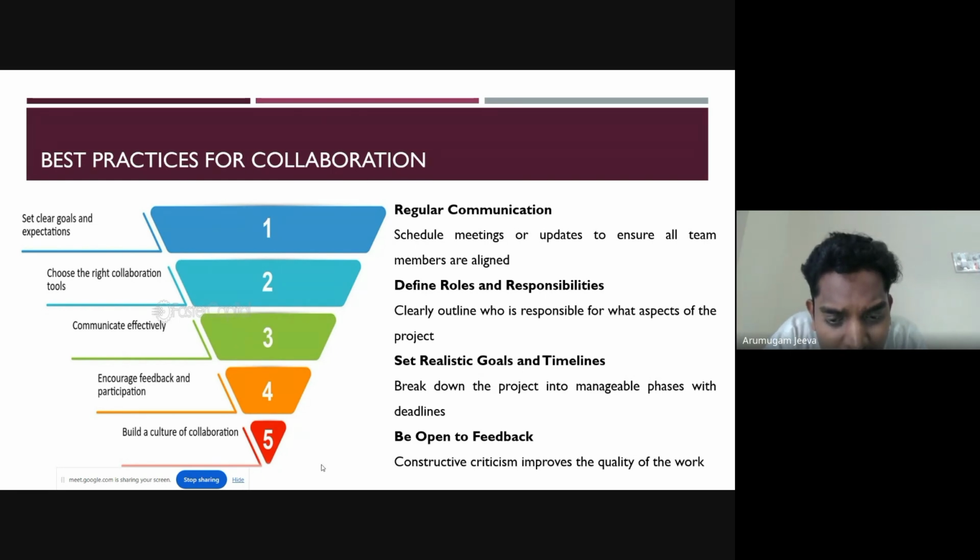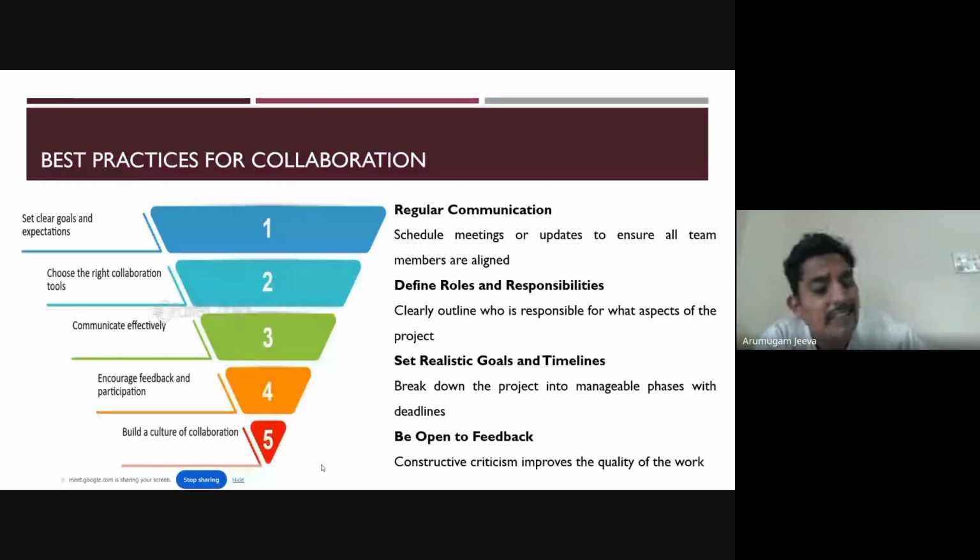If it is a research project, it should be submitted on time. It should be completed on time. So the timeline is very important when we talk about research proposals, research projects. So within the timeline, it needs to be done properly. So we need to set a realistic goal with a proper timeline. And this project has to be broken down into manageable phases with proper deadlines.